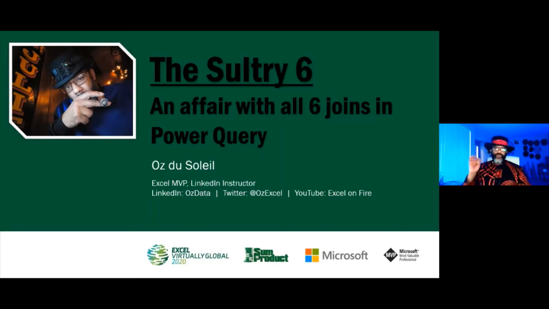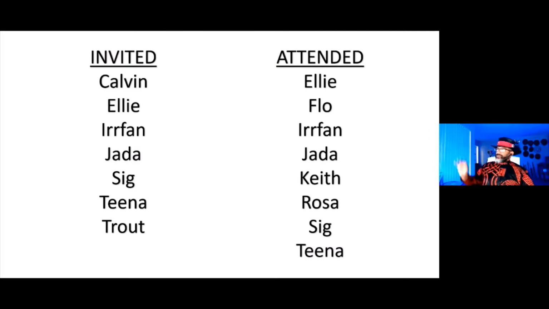Okay, so with these joins, we need to have two data sets that we need to either merge or segment something between them, and it's usually when there's some overlap between the two. And here is what we're looking at. All right. We had a party. We have the invited list and the attended list. And we can see, okay, Calvin is invited, but didn't attend. Ellie is on both.